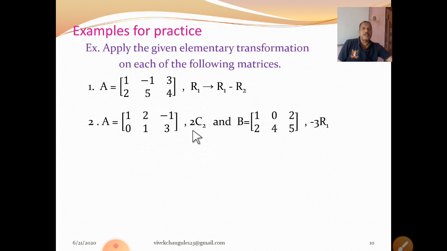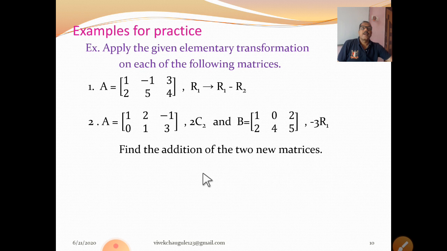In the second example it is 2C2, it means that we multiply the second column by 2, only this transformation. Again B is the second matrix, here the transformation is minus 3 into R1, that is in the first row we multiply by minus 3. Okay, this is also very simple, and here we also ask to find the addition of the two new matrices. Because the order is the same, we can take the addition of corresponding elements, and we get the addition of the two matrices.